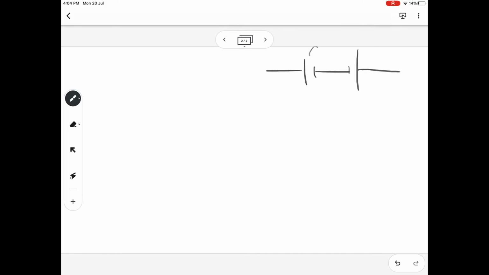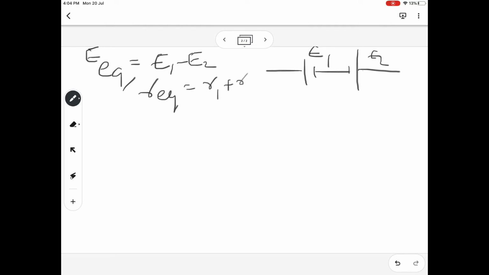Now let us see different cases. First case, in case the second cell is in a different order, we write E equivalent to be E1 minus E2. R equivalent must be the same, R1 plus R2 itself. Only the second EMF gets a negative sign because it is in the opposite order with respect to the first cell's EMF. So E equivalent is E1 minus E2, and R equivalent won't change. That's the same.